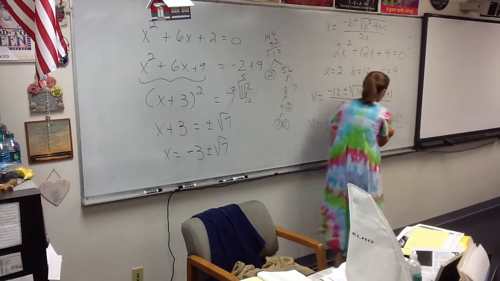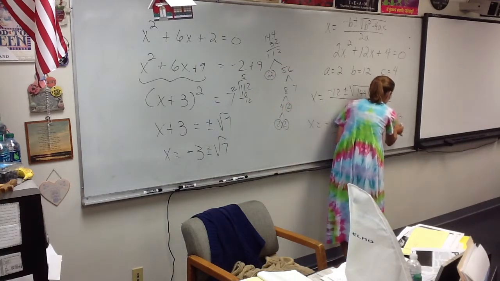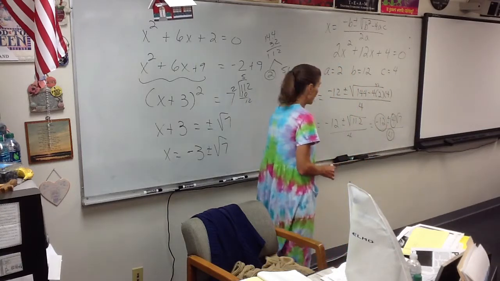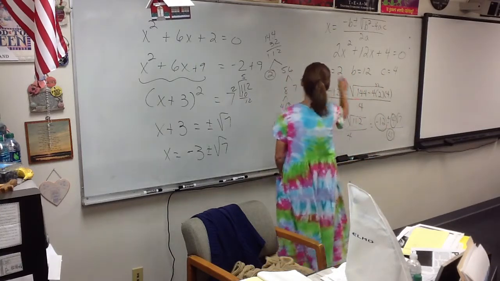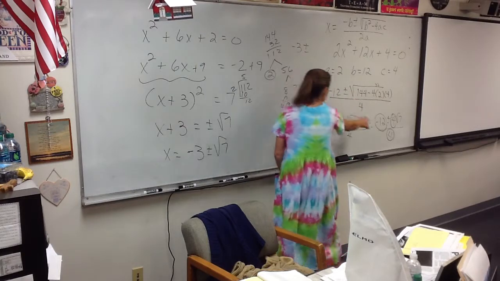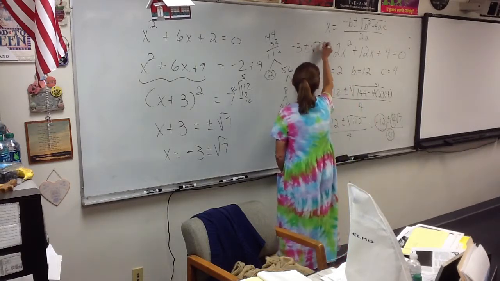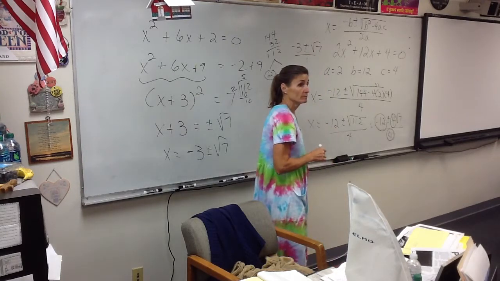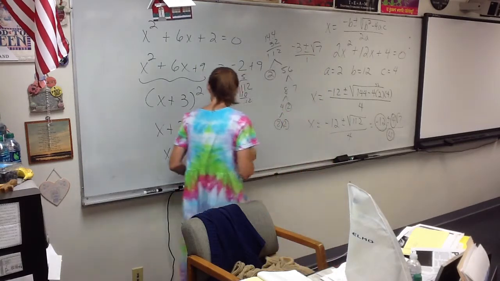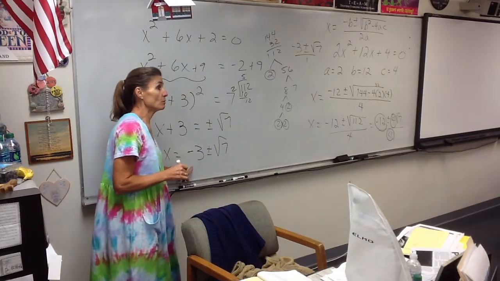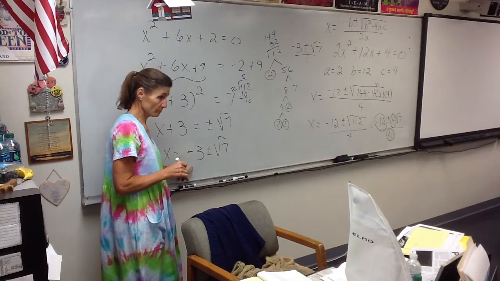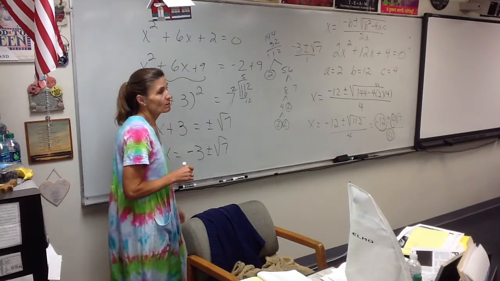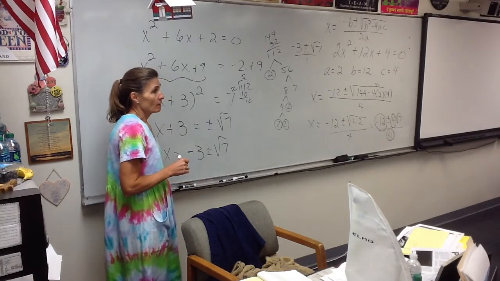Now, what do you notice about 12, 4, and 4? They're all divisible by 4. So if I do that, I'll have negative 3 plus or minus root 7 over 1, which is exactly the same answer as when I did it with completing the square. Do I have to write x equals for that one? Well, you should always write x equals. Okay.